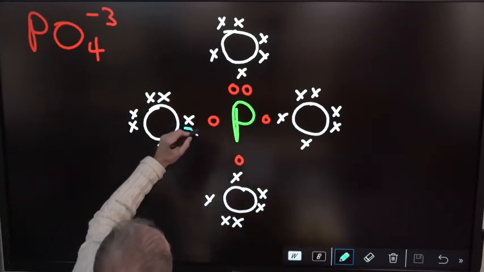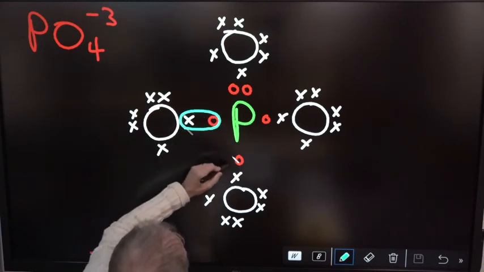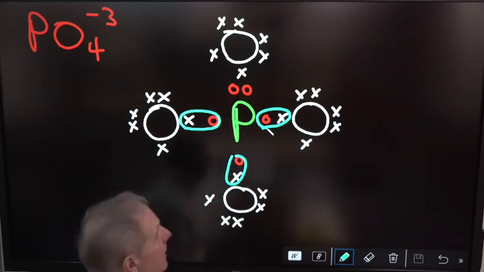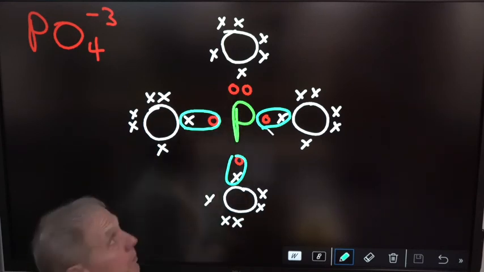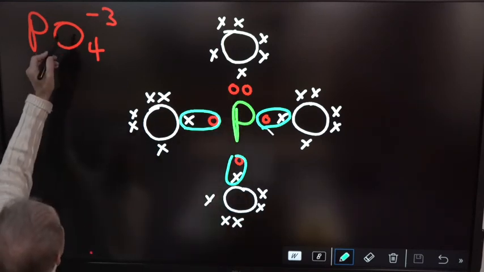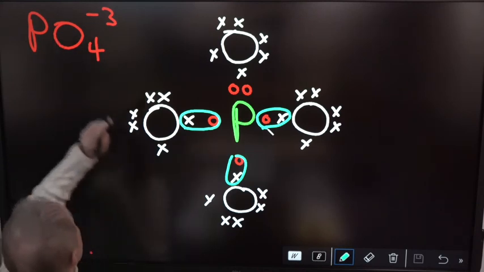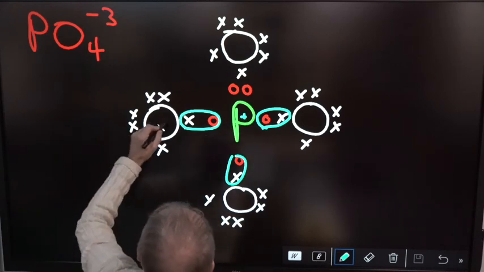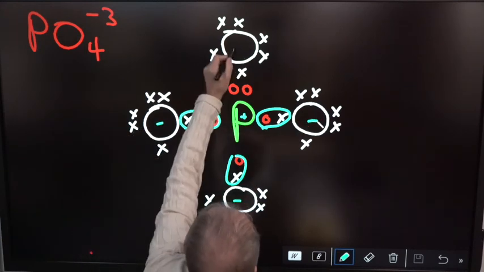Here's a shared pair. Here's a shared pair. Here's a shared pair. We don't know what's going on up there. But remember, the O is more electronegative, so the O is slightly negative. The P is slightly positive. So I'm going to go slightly positive, and we're going to go negative, negative, negative, negative.